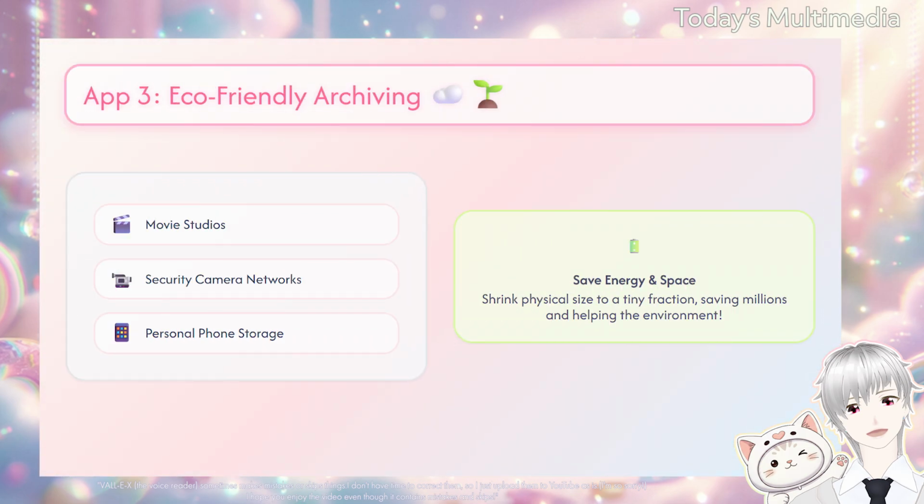The third specific application is for massive video archiving and cloud storage. Think about huge movie studios, security camera networks, or even normal people with thousands of videos saved on their phones. Storing all of that high-quality video takes up massive amounts of server space, which requires massive data centers that consume a lot of electricity. If companies start using this new DiV INR technology to compress their archives, they could shrink the physical size of their video databases down to a tiny fraction of what they would otherwise be, without losing any of the beautiful visual quality.